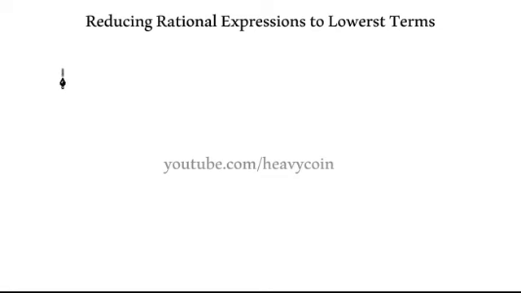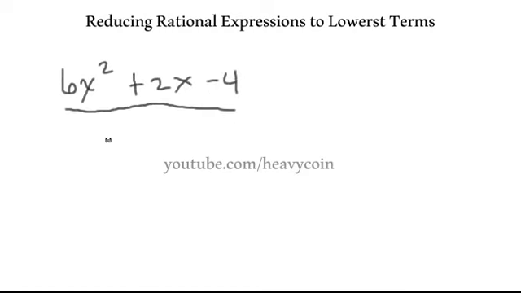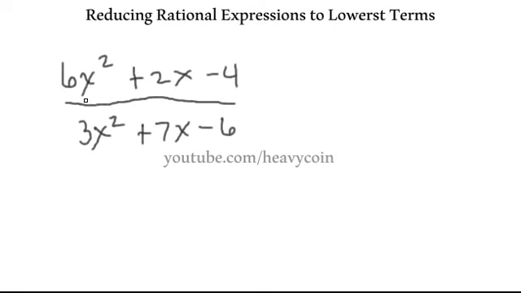Alright, so like the last problem, I don't know why I'm stuck on 6 there, but we have 6x squared plus 2x minus 4 in the numerator. So you'll want to pause the video and try working this one out. 3x squared plus 7x minus 6 is in the denominator here. Alright, so what we want to do is factor the numerator, factor the denominator, and then cancel out terms. So go down, pause the video, try working this out, and see if you get the same thing I do.